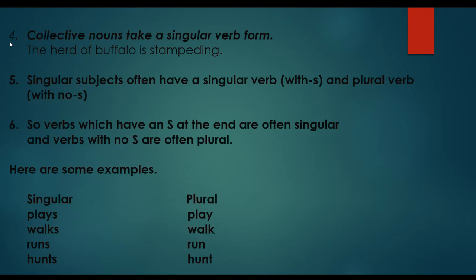Singular subjects often have a singular verb with S and plural verb with no S. Often there's a confusion around verbs being singular or plural. Remember that nouns with an S usually are plural, but verbs with an S usually are singular. If we look at some examples, words like plays, walks, runs, and hunts are all singular, and the plural forms are play, walk, run, and hunt.